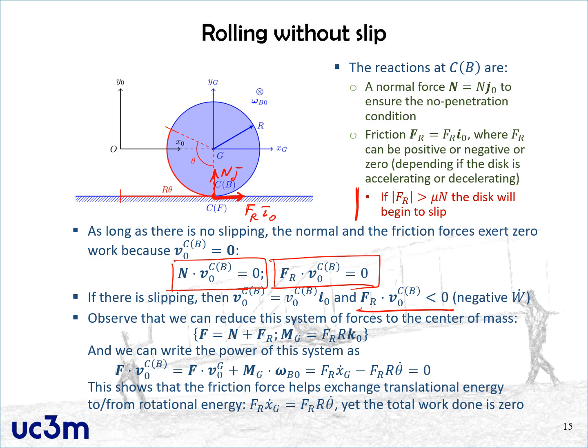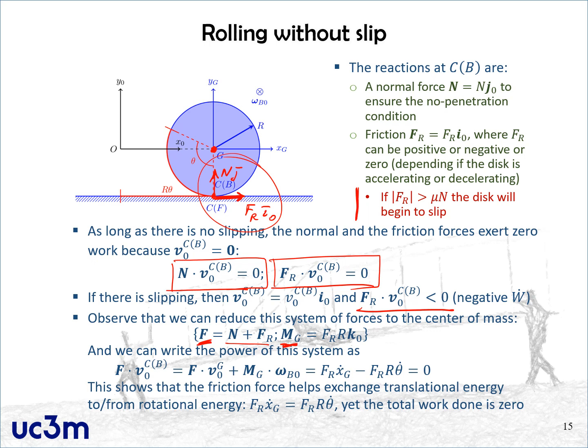Another interesting way to see this power and work condition is to consider the system of forces created by N and F and reduce this system of forces to the center of mass G. Remember that this is something that we can always do with any set of forces, including reaction forces. So the reduced system is the resultant force, which is N plus Fr, and the torque about G.